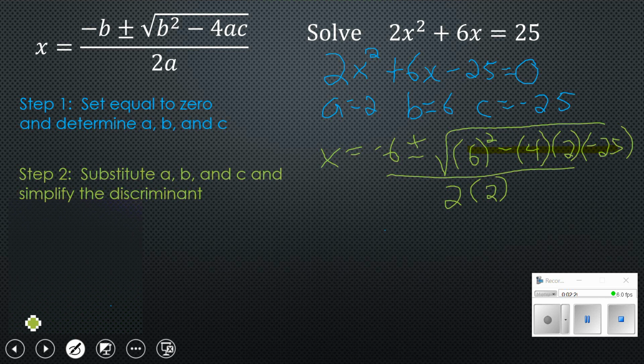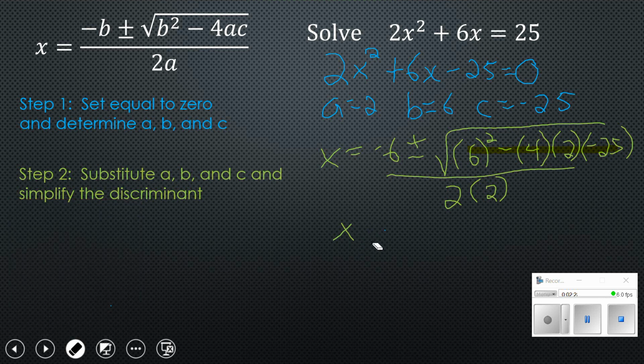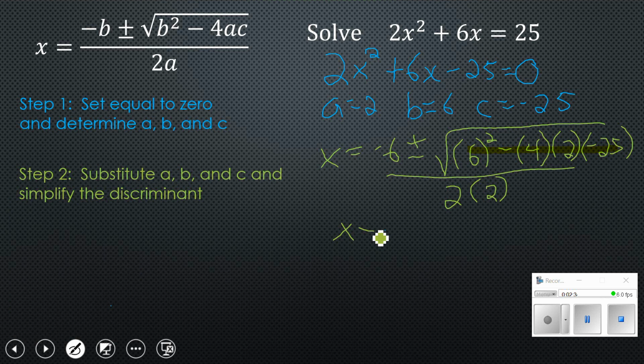Okay, so we have x equals negative 6. We erase that there. Do a little better drawing here. So we have x equals negative 6. That's not much better, but you get the idea. So we have plus or minus the square root of 236 all over 2 times 2, which is 4. So this is a negative 6.